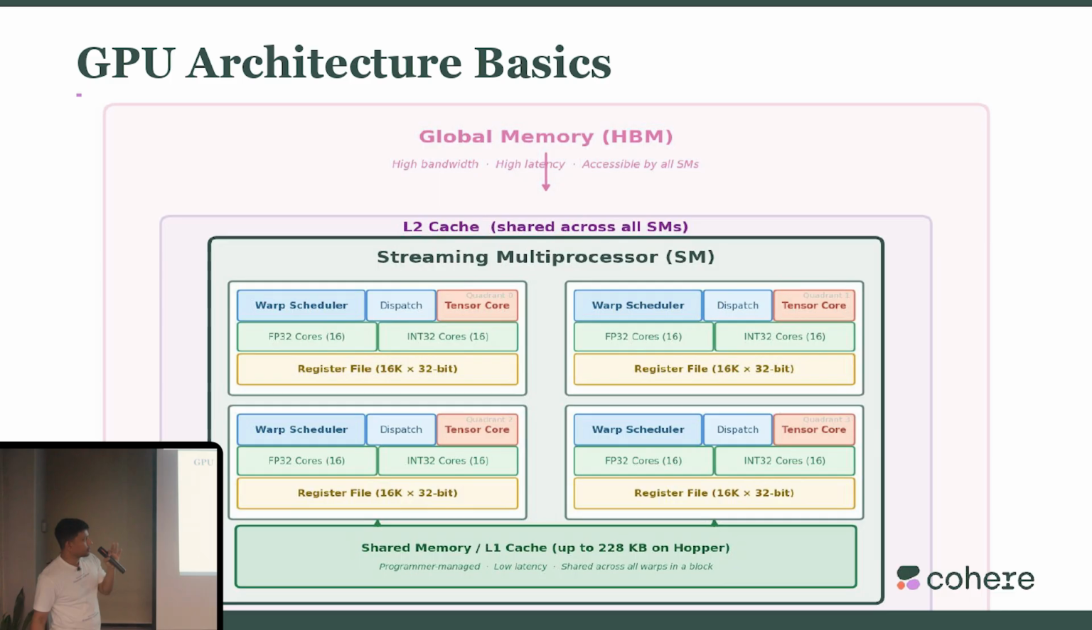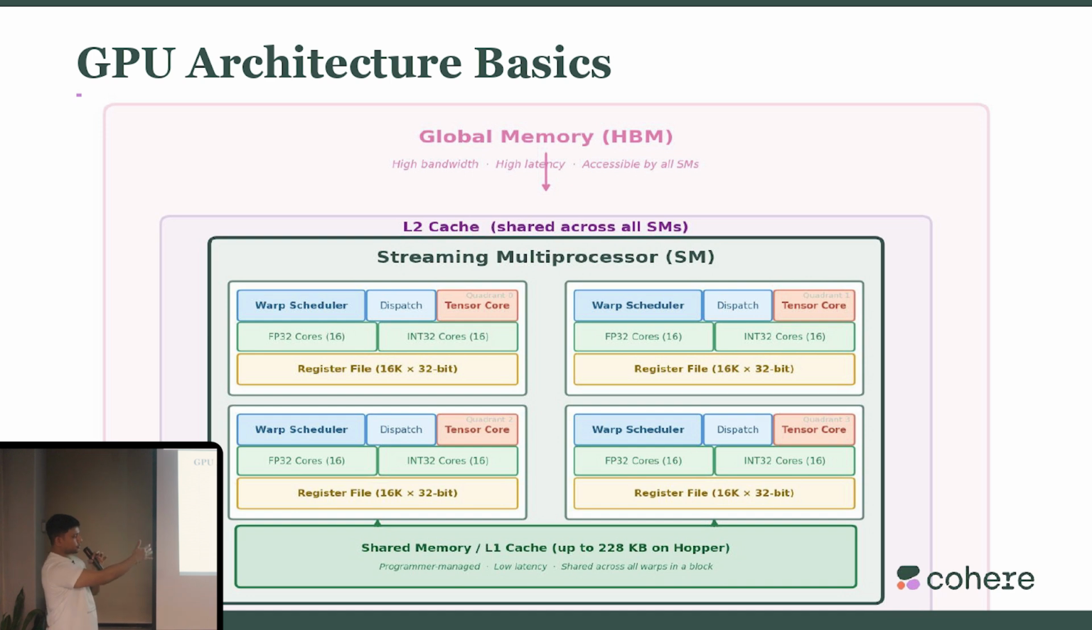I'll try to map what we have seen in the next slide. So you have an SM, which runs the entire thread block, the CTA. Then you have 4 warp schedulers, which actually execute a warp. So in an SM, 4 warps can run in parallel. And they all share a very fast memory called shared memory or L1 cache.